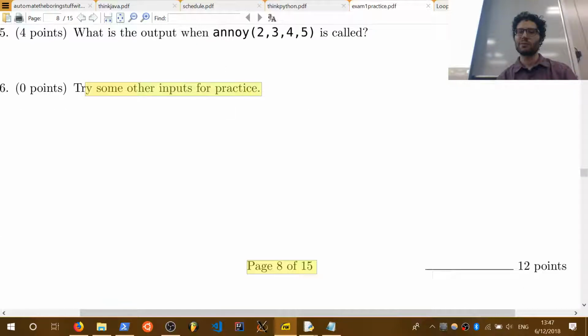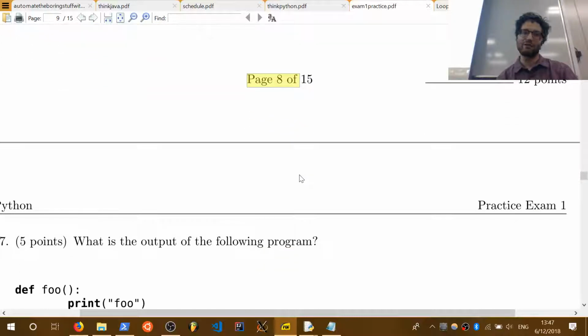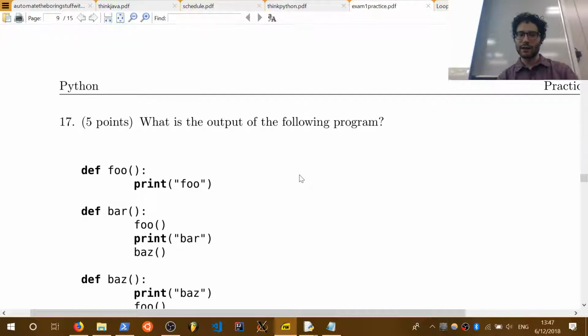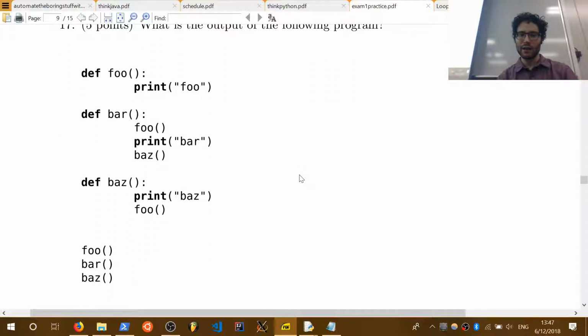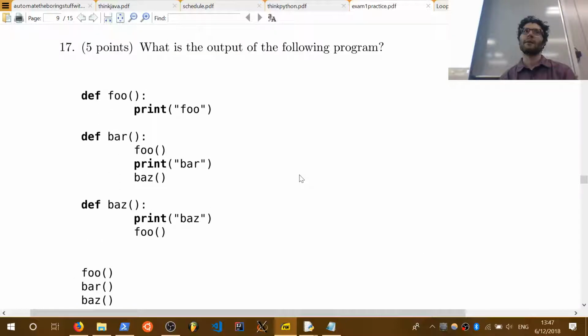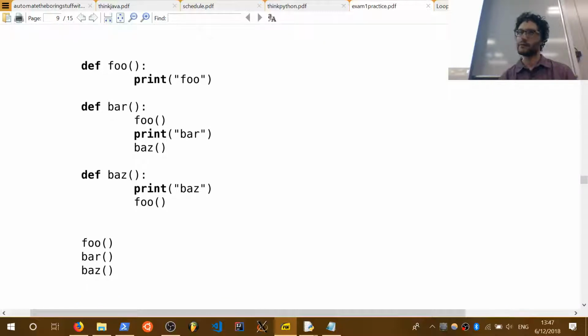So my suggestion is try some more inputs for practice on this, because I have 2 problems that are just like that. All right. This one used to actually be on an exam, and then I put it onto a practice exam because I like it. So here's 3 functions: foo, bar, and bos. Foo prints out foo. Bar calls foo, prints out bar, and calls bos. Bos prints out bos and calls foo. So then we call foo, bar, and bos. So what's the output?